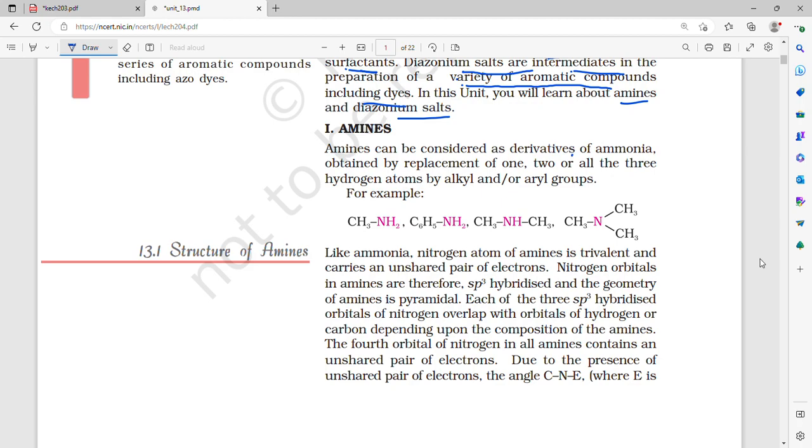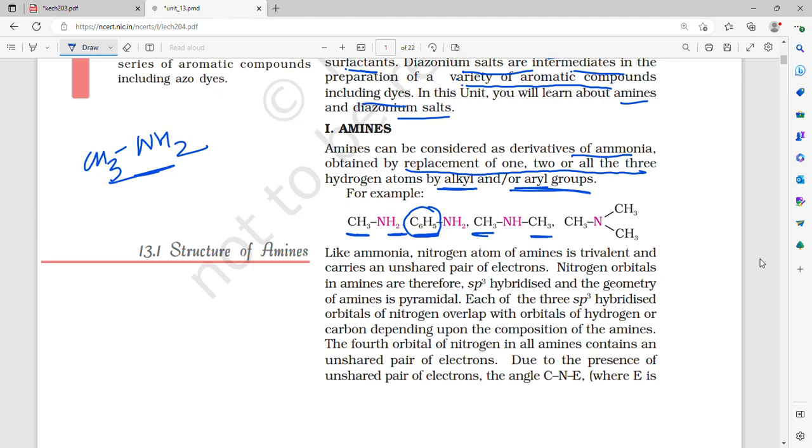Amines can be considered as derivatives of ammonia obtained by replacement of one, two or all three hydrogen atoms by alkyl or aryl groups. For example, if we replace one hydrogen and put CH3, then it is CH3NH2. Instead of methyl, you can put an aryl group also, like benzyl. You can put two CH3 groups, that is secondary, or it can be tertiary also.